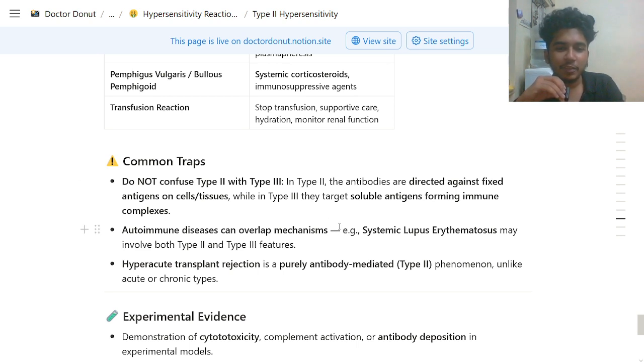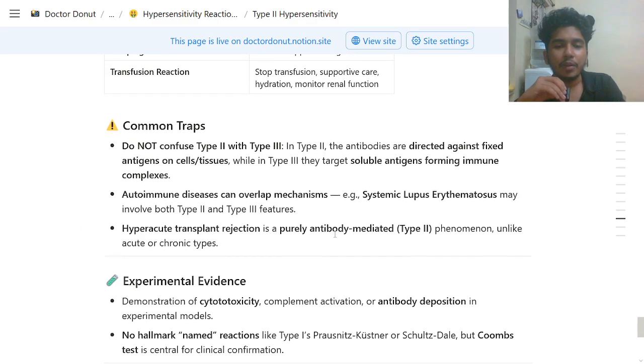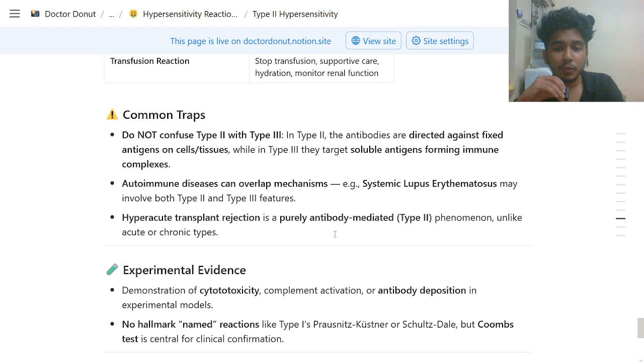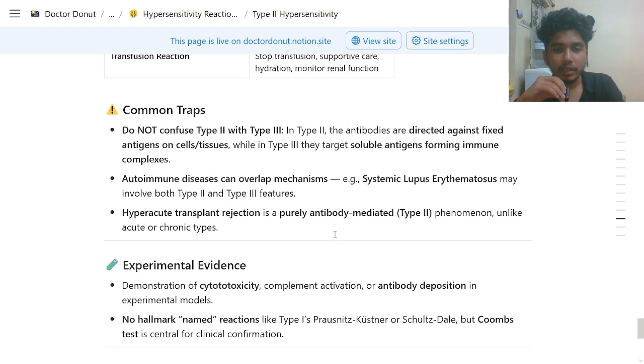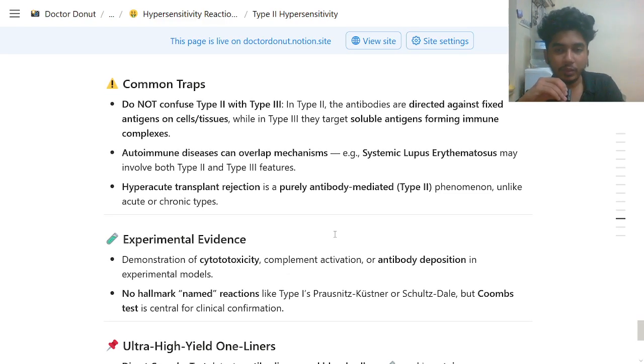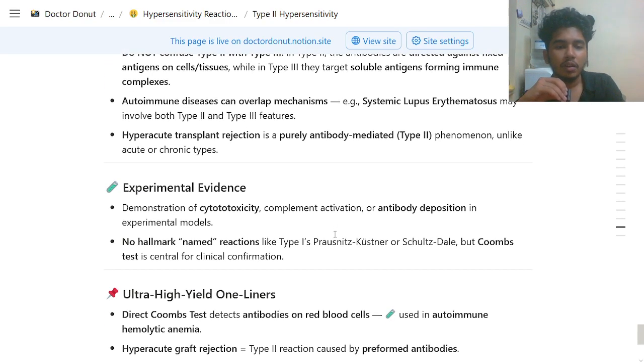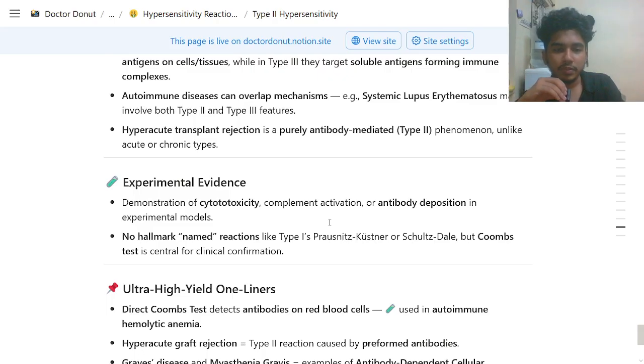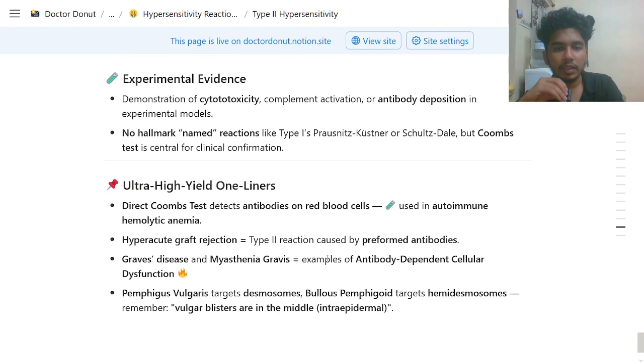Autoimmune diseases can overlap other mechanisms. For example, SLE has type 2 and type 3. Hyperacute transplant rejection is purely a type 2, right? Unlike acute or chronic. So you just put in the transplant thing, hyperacute, it's type 2. A demonstration of that, the Coombs test, is central for clinical confirmation.